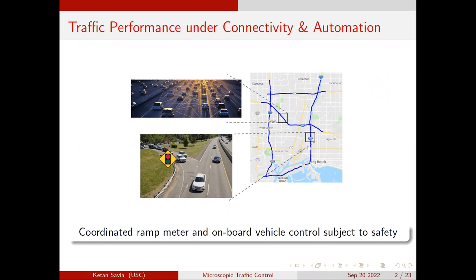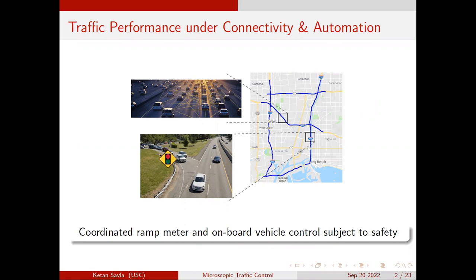There's a lot of literature on ramp metering control out there, but most, if not all, analytical results that exist use macroscopic models, so flow-level models. Our contention is that those models do not have the resolution to model safety, which is becoming very important when we look at increasing automation and connectivity. Also, if you look at ramp meters, I'm sure many of us know what they are, but these are traffic signal-like objects situated at the entrance of a freeway, which alternate between green and red.